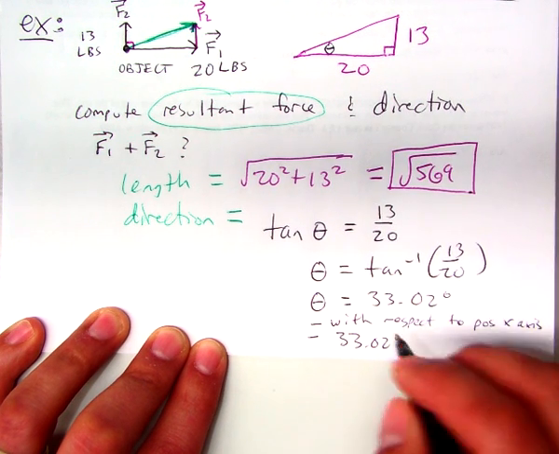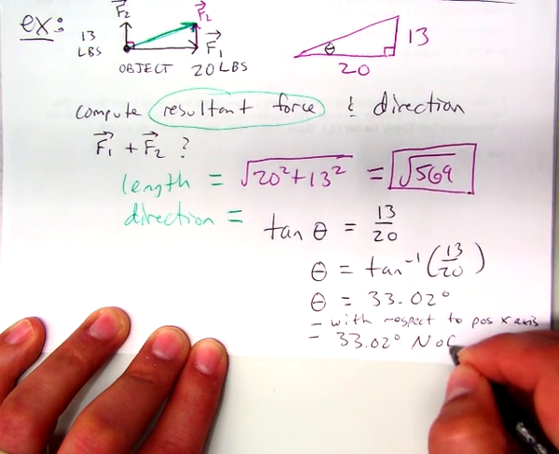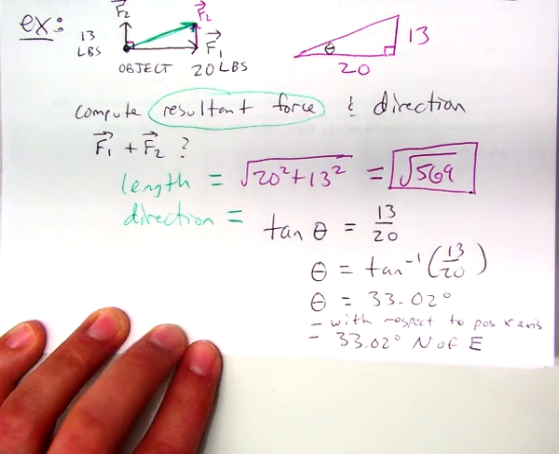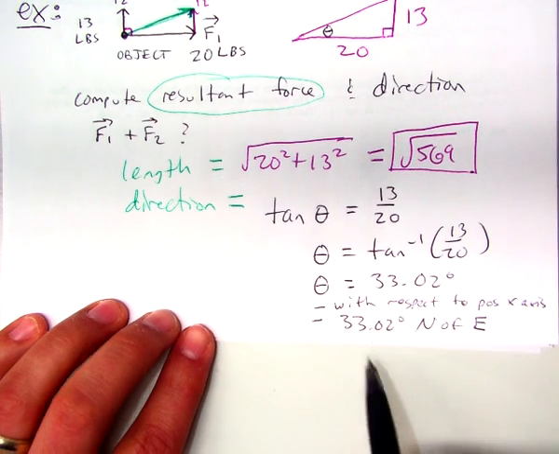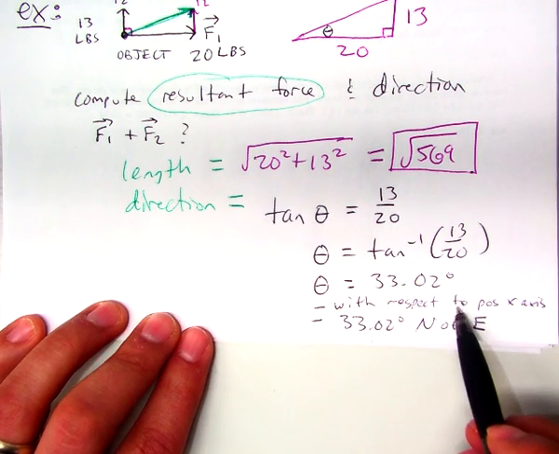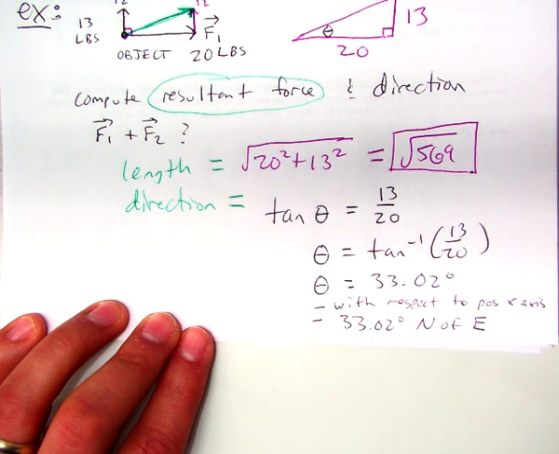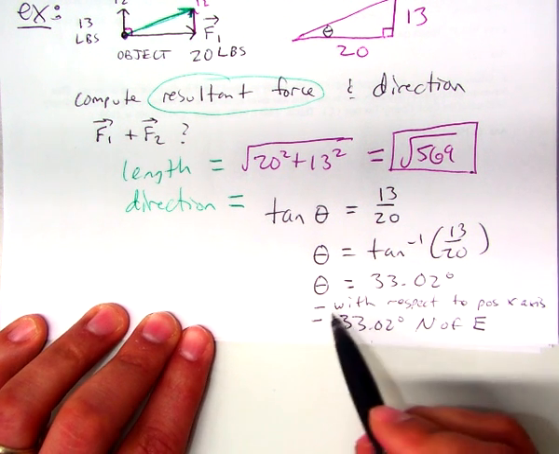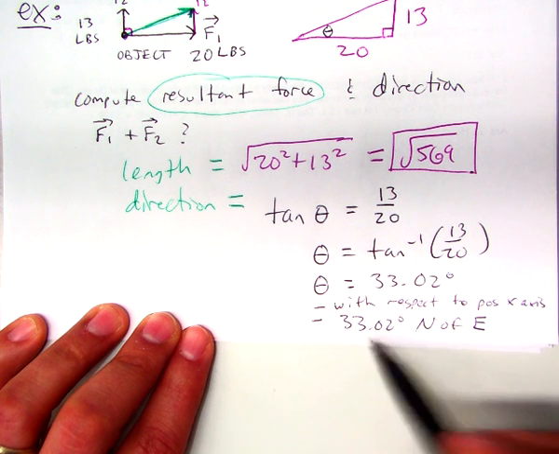Doesn't matter. Which one do you prefer? Doesn't matter to me. Everything's legit. This makes perfect sense. Positive x is pointing east. So if you say with respect to that, we assume we rotate counterclockwise like we do with trig. If you say 33 degrees north of east, that means the exact same thing.